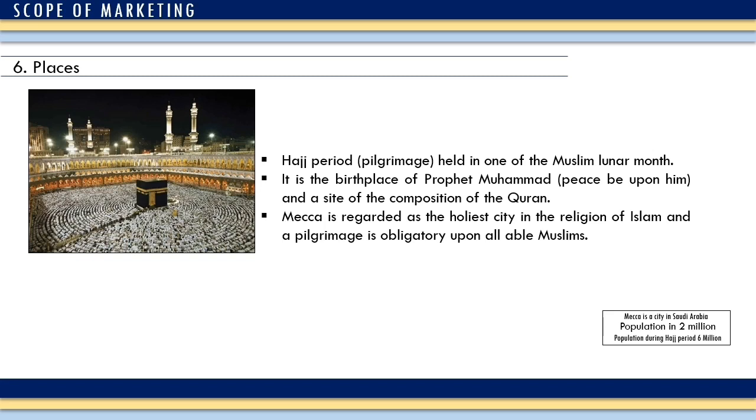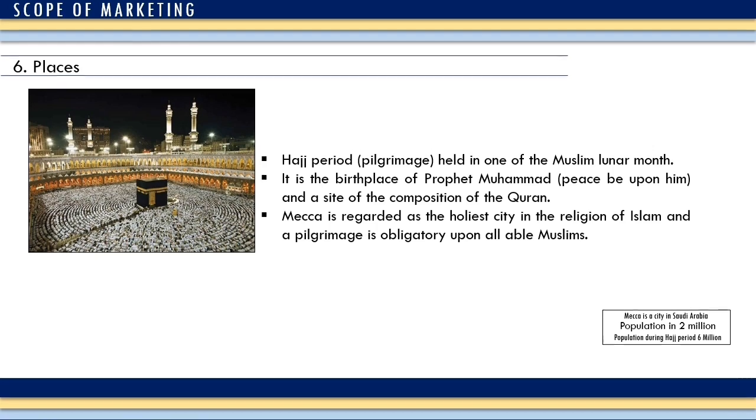And there is so much potential, so much business opportunity for the marketers in Mecca city, whether it is providing them with accommodation facilities, transportation, travel services, or financial services. So that creates a huge potential. As a marketer, you should capitalize on such opportunities and develop the right product.